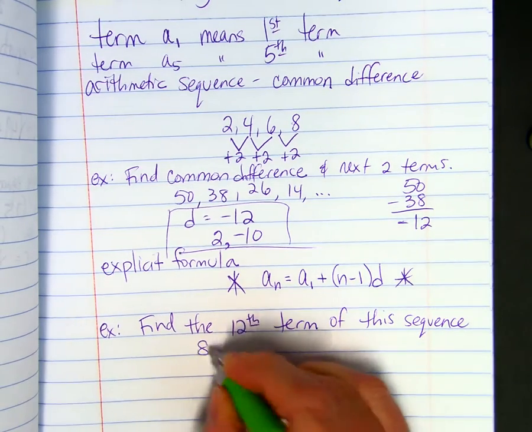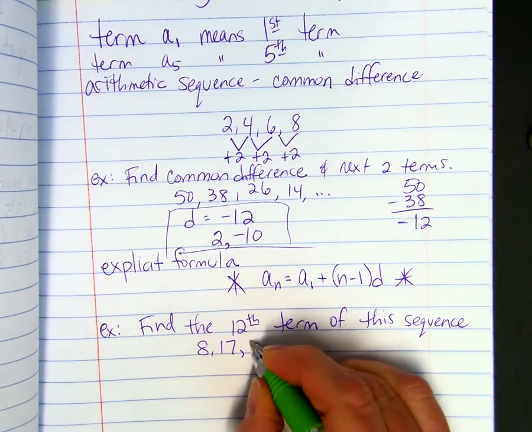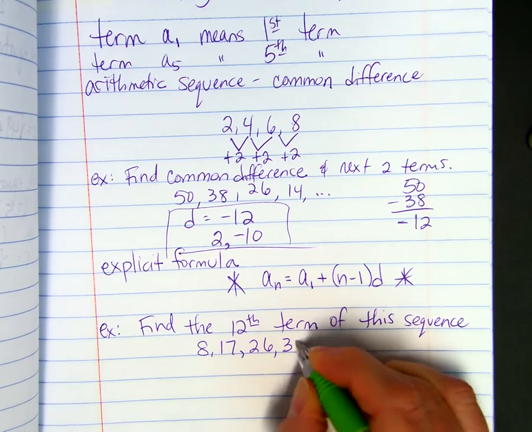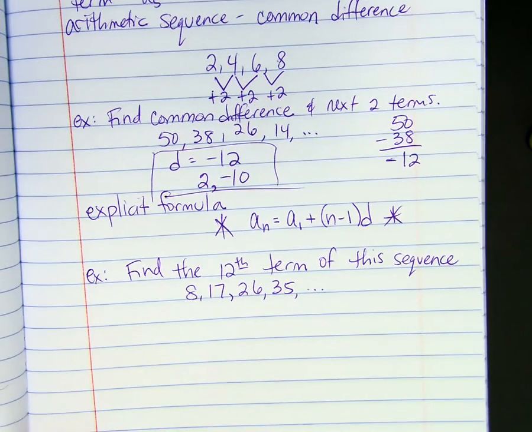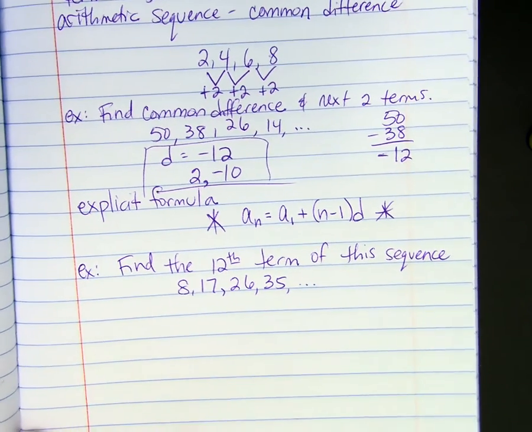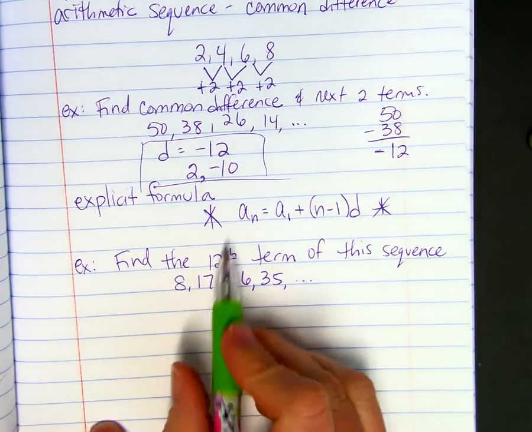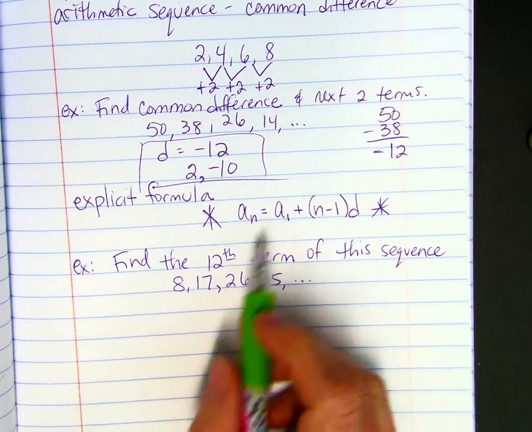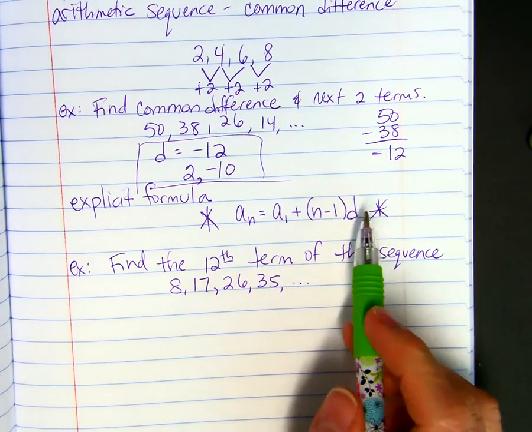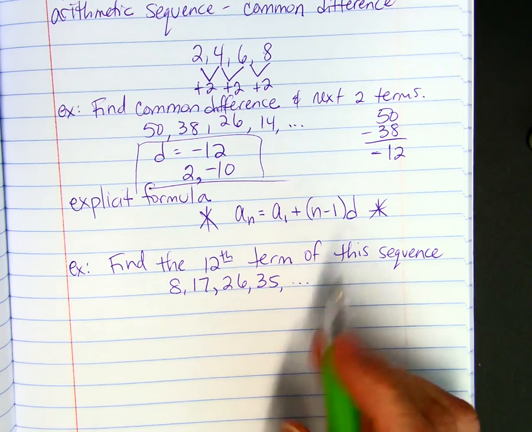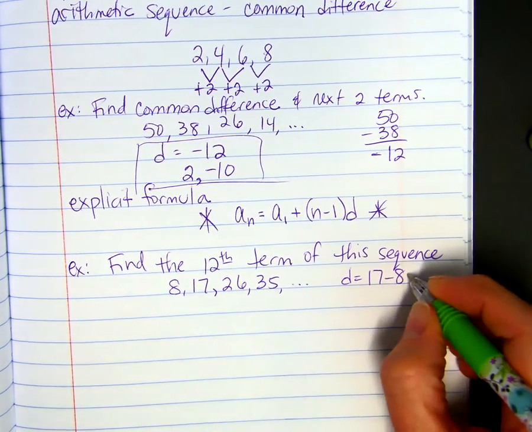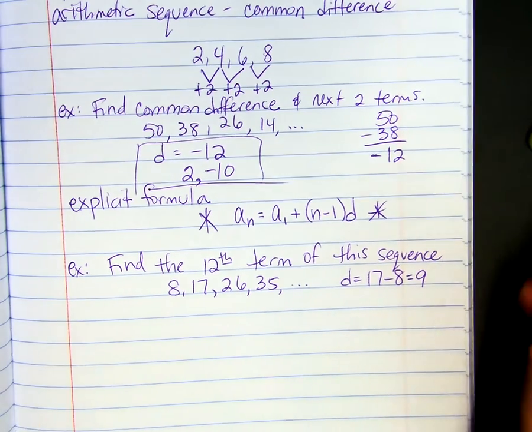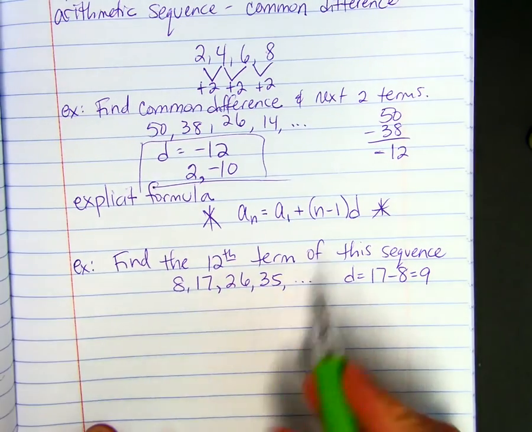of this sequence, and it is 8, 17, 26, 35, and so on. We want the 12th term, and we don't want to have to do it by finding each term all the way up to 12. So we just need the first term, which is 8. We need to find the common difference, which is 17 minus 8, which is 9.